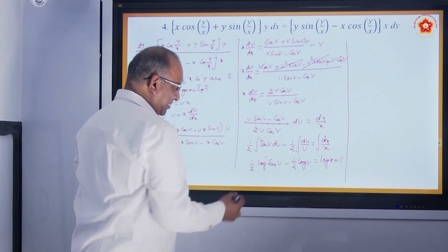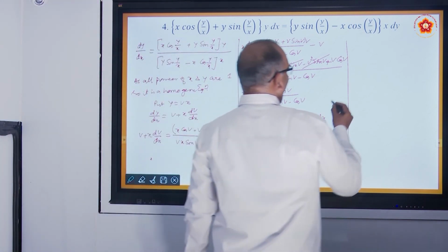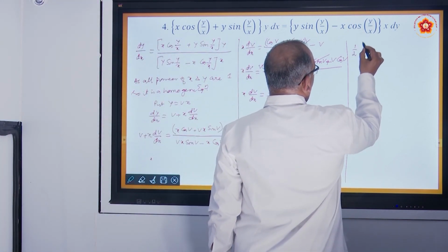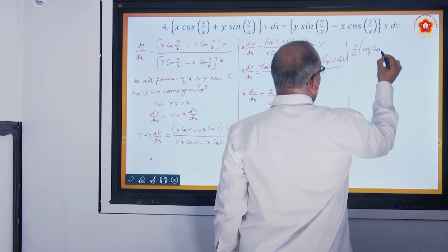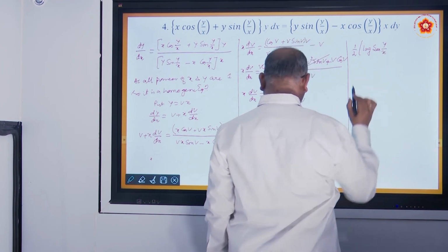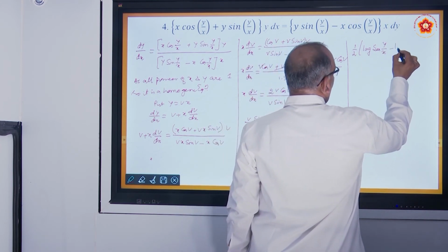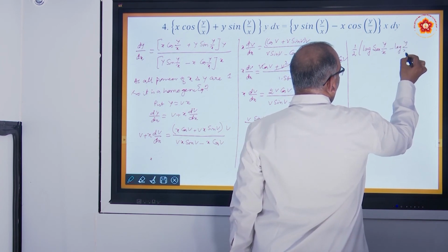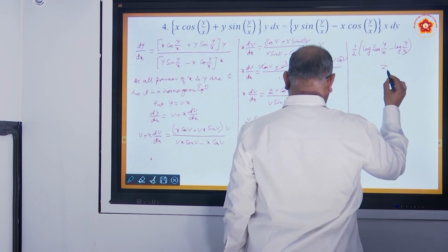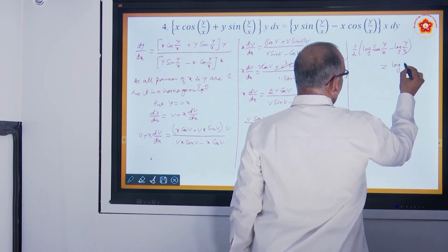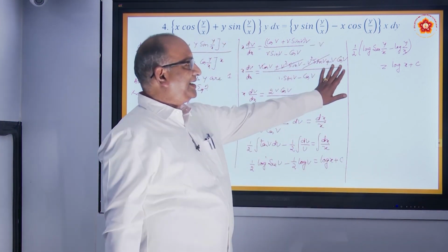Take 1 by 2 common and substitute back what is v. So you will get 1 by 2 out of log sec y by x minus log y by x equal to log x plus c. You can leave that as answer.